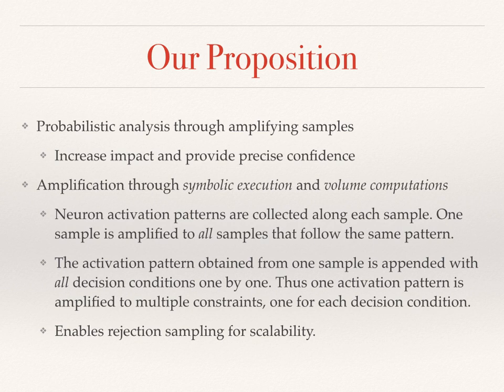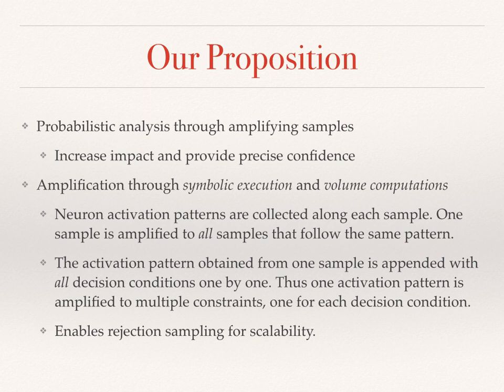And amplification is achieved in two ways. So we collect neuron activation patterns along each sample. And thus, a sample is amplified to represent all the samples that follow the same pattern. And furthermore, the activation pattern obtained for each sample is appended with all the possible decision conditions one by one. And thus, one activation pattern is amplified to multiple constraints, one for each decision condition.